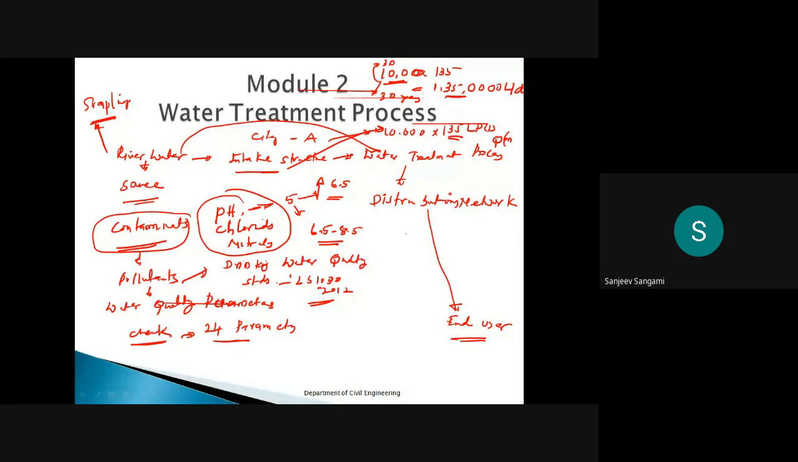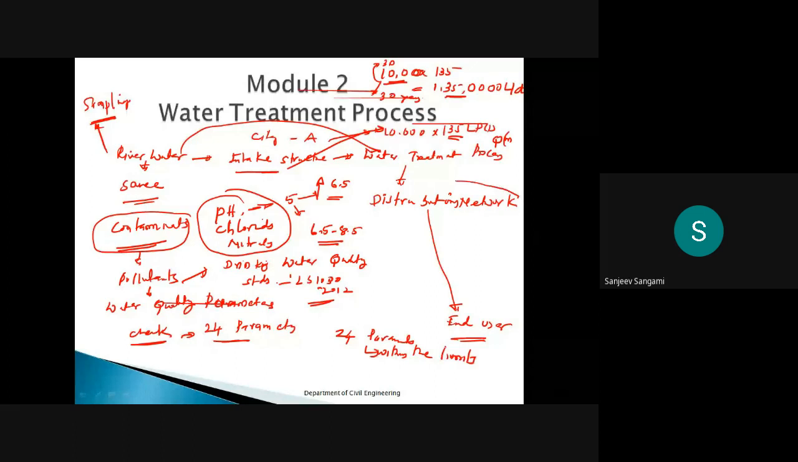Then the water treatment process. Which items I have to include in the water treatment process has to be decided based on the source of water itself, or the quality of the source water. Once water is treated, assume that all 24 parameters are within the limits, then supply to the consumer.